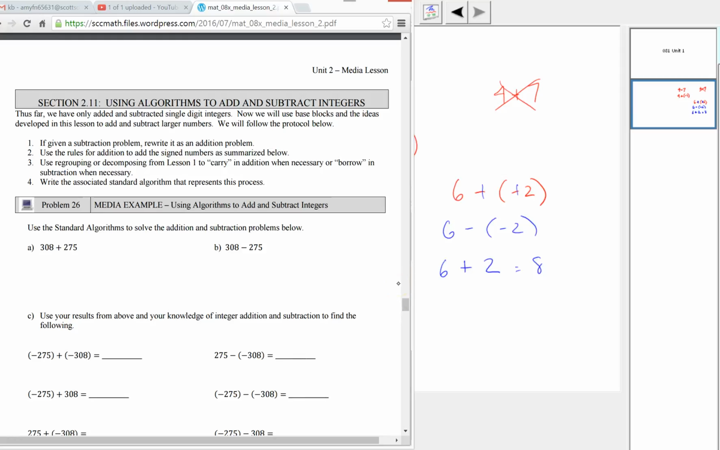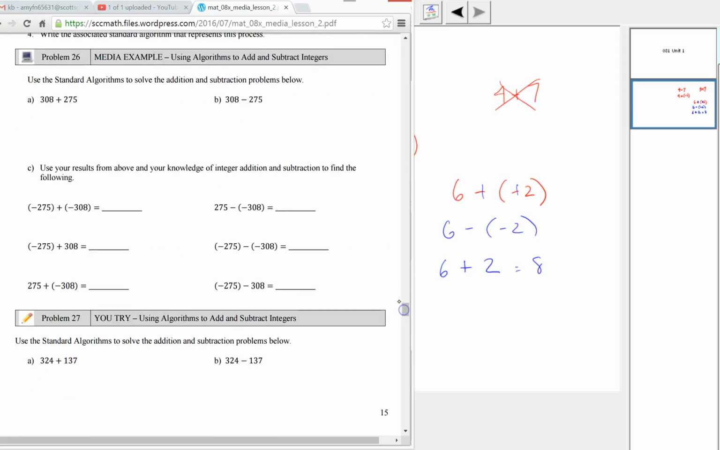Here I'm not going to go through this too in depth, just kind of tell you the idea. Okay. Use the standard algorithms to solve addition and subtraction problems below. So it's the same two numbers. They're more than single digits. Have them add them, have them subtract them. And then here we want them to see we have all these different types of problems, and the results are either going to be the sum, positive or negative, or the difference, positive or negative. So we want them to see that connection, that all of these are in completely different problems.